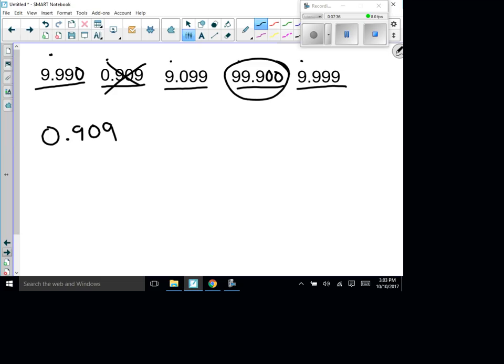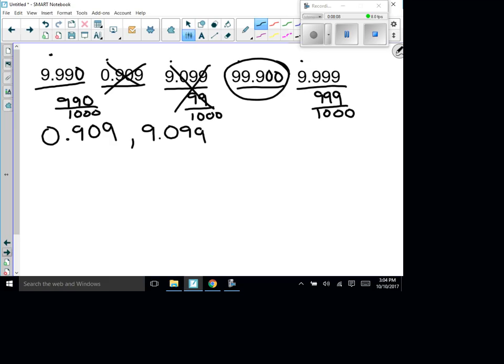So I know they start with 9, so now I know they're over 1,000 because they're in a thousandths place. This one has 990 pieces out of 1,000. This one only has 99 out of 1,000. And this one has 999 out of 1,000. I'm pretty sure if you had a candy bar, which one you would want the most of, you could tell right there. So I'm looking at it. The one with 99 out of 1,000 pieces is the next biggest. So 9.099. That one's gone. Okay.